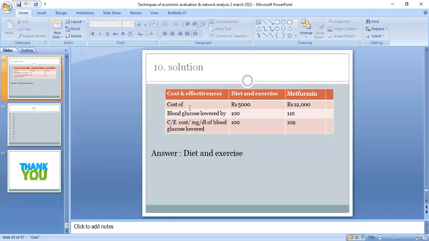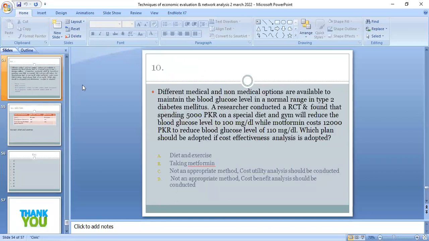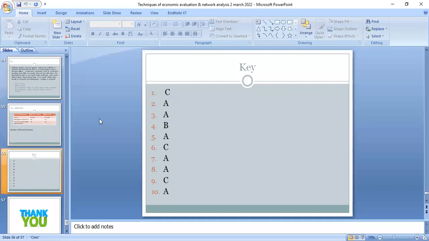If we calculate it by cost-effectiveness ratio, the cost of diet and exercise is 5,000 Pakistani rupees, while metformin is 12,000 Pakistani rupees, and blood glucose level lowered by diet and exercise is 100 mg per deciliter, and by metformin is 110 mg per deciliter. The cost-effectiveness ratio of diet and exercise is 100, while that of metformin is 109. So we will choose the one that has the least cost-effectiveness ratio. So the correct option will be A, diet and exercise. This is the key of the MCQs, and thank you very much.